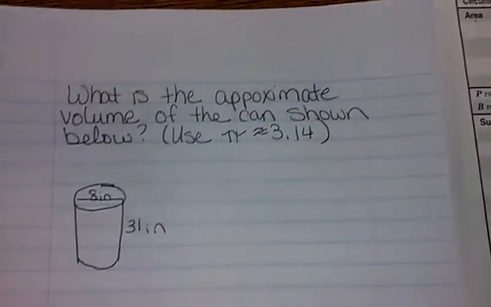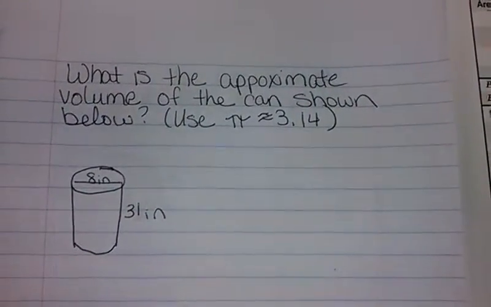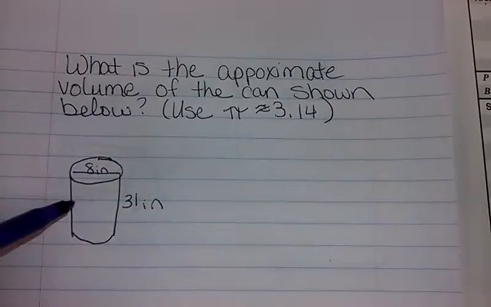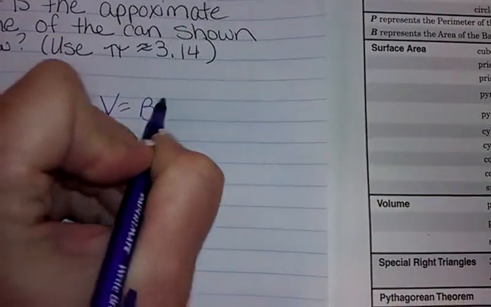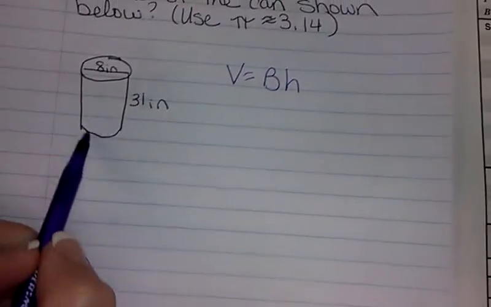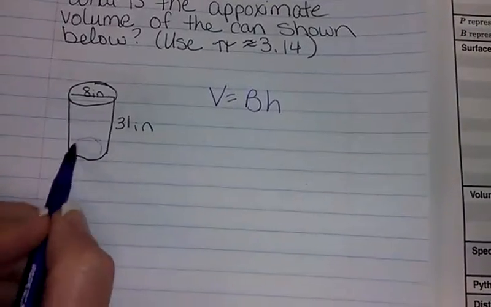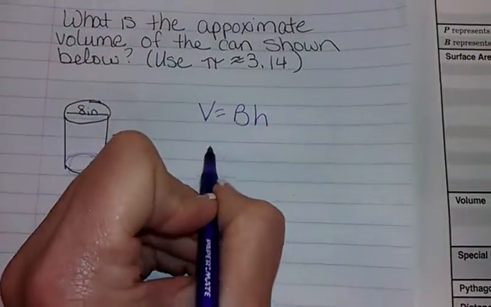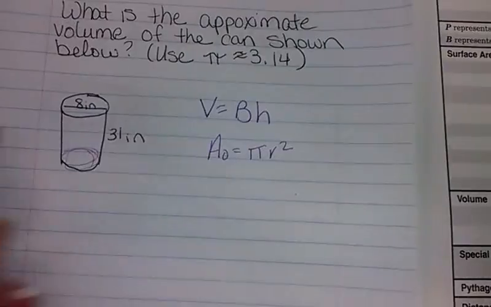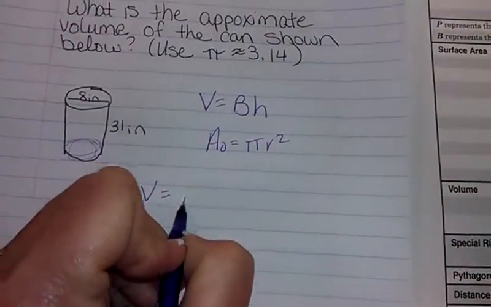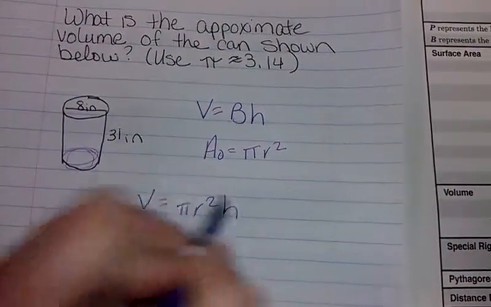Here's the next one. Pause the video. Come back and see how you did. Again, this is the volume of a can. I have right here volume of a cylinder. Volume equals big B times H. Big B is the area of the base. The base is a circle. So I've got area of a circle is pi r squared. So my volume is going to be pi r squared times h.